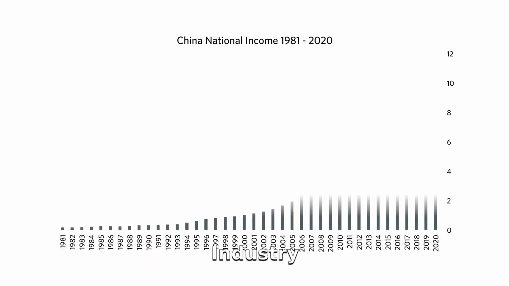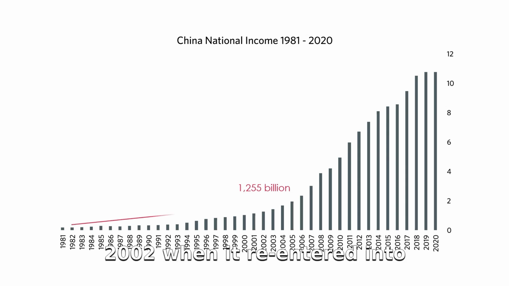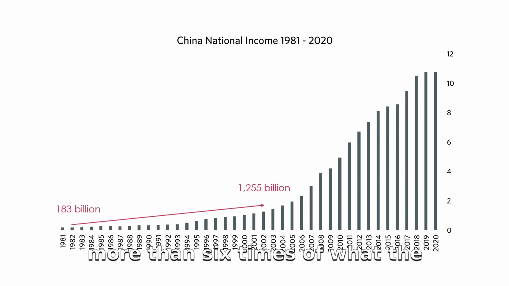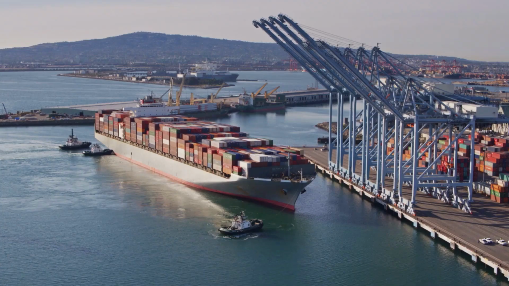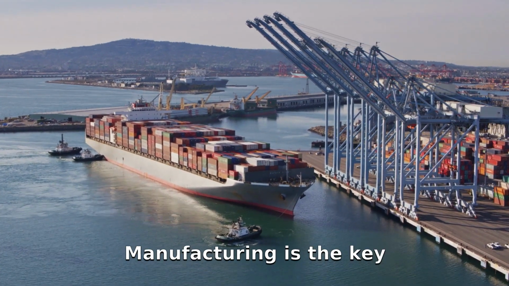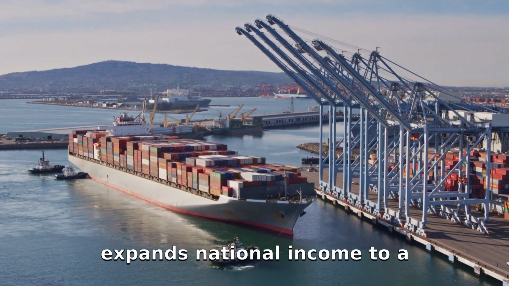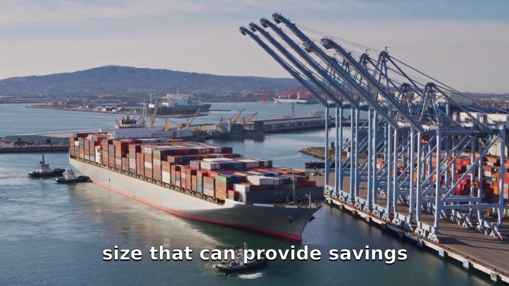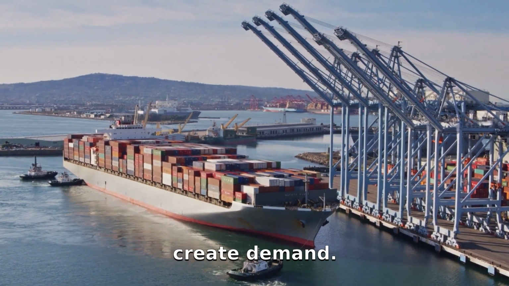By building its light industry manufacturing first, China's national income in 2002, when it re-entered into heavy industry, had jumped to more than 6 times of what the national income was when the nation decided to focus on light industry instead of heavy industry in the early 1980s. Beginning with light industry manufacturing is the key since light industry, combined with growing exports, expands national income to a size that can provide savings large enough for heavy industry investment and a market large enough to create demand.